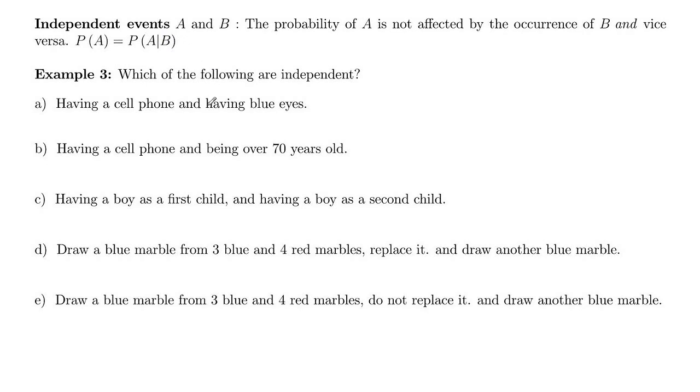So let's look at an example here. We want to know which of the following are independent. And if they're not independent, they're called dependent. So having a cell phone and having blue eyes are the two events. Those should be independent. Shouldn't have any effect on each other. So the eye color you have should have no effect on the probability of you having a cell phone.